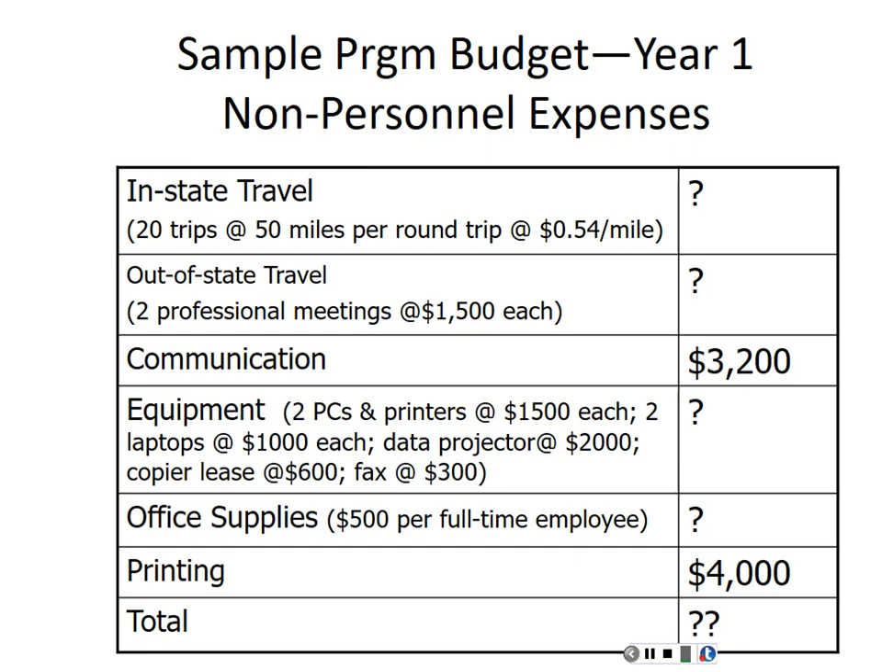Printing is the cost of printing your flyers, your posters, your educational materials, your reports, your presentations, etc. And again, you have to estimate that. So this is not an exhaustive list. I can share with you, for example, a recent budget that I did, which was pages and pages of this. We had to include the cost of hiring people, the cost of advertising the positions, the cost of training. But again, for a small program, those will be the key categories.